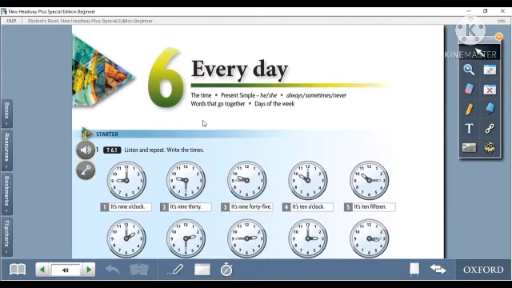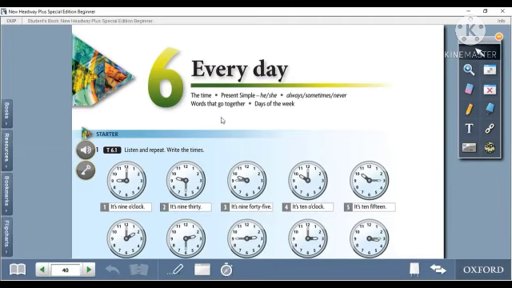We're going to talk about time, okay? So the title of Unit 6 is Everyday. We're going to complete talking also about present simple tense, but this time we're going to talk about singular subjects like he, she, it, or singular noun. And we're also going to talk about the frequency adverbs like always, sometimes, never.